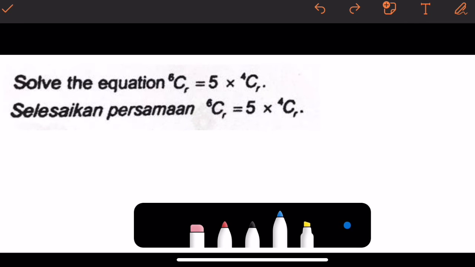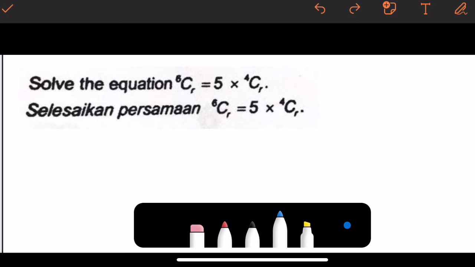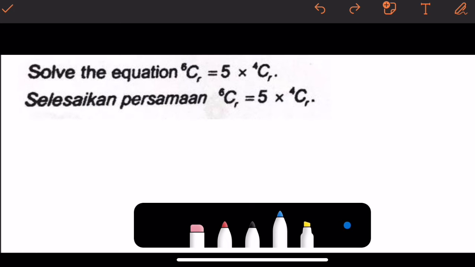Example like this, solve the equation. You want to solve this equation, right? How are you going to solve this equation? That means we need to find the R, right? So this is a question involving finding R. So we have the formula for NCR. Still remember? NCR is equal to n factorial over n minus R factorial, and then R factorial, right?